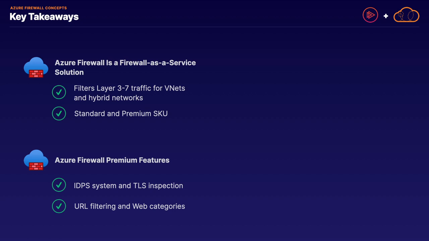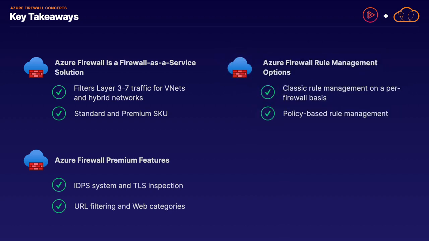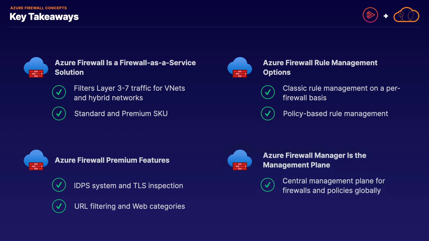We also have the URL filtering and the web categories that we talked about, and they provide us additional features for creating robust rules. And then with Azure Firewall, we also have to remember, there are multiple deployment methods. We have the classic rule management option, as well as the policy-based rules that allow us to centrally manage multiple Azure firewalls and Azure Firewall policies for our rule management scheme. And Azure Firewall Manager acts as the management plane for those centrally managed firewalls from that Azure Firewall global resource.